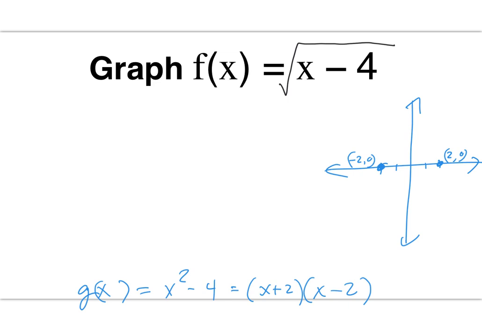And then if I were to put 0 in for my x, 0 minus 4, that's negative 4. That will be my vertex. So this ends up being a parabola that looks about like that. A square root function is going to be a parabola turned on its side.